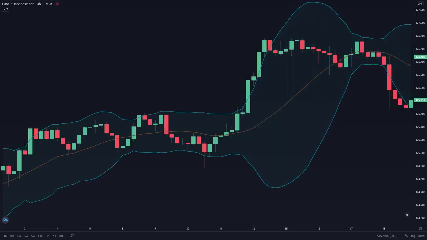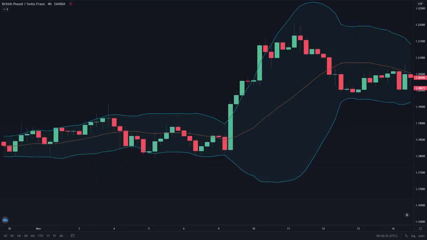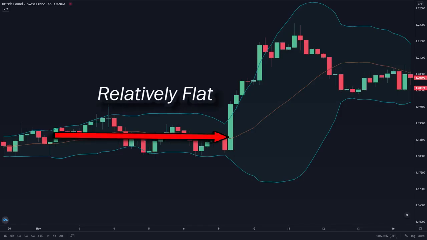So now, it's our job to find these low volatility markets and predict when a breakout might happen and which direction it will be. This is how you do it. First, you need to find a market that is on a range. You can identify this by looking at the middle SMA line. The line needs to be relatively flat like this. However, it doesn't have to be perfectly flat.